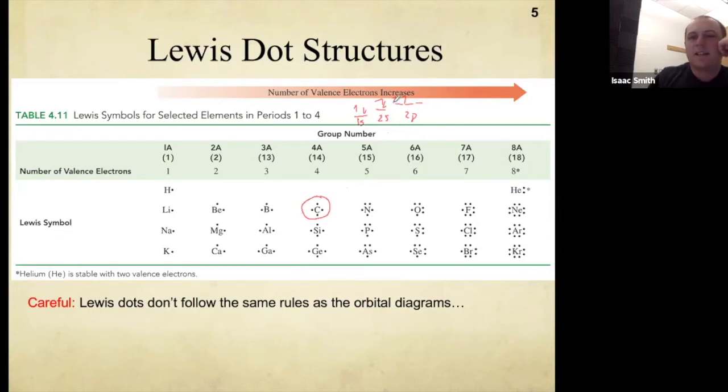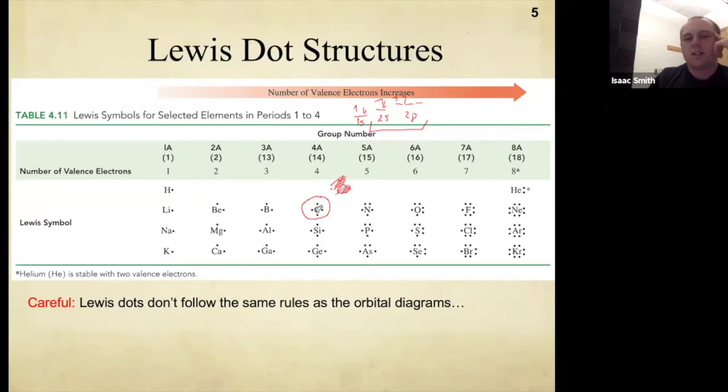If you look at the orbital diagram for carbon, and we look at just the valence electrons, which are the electrons in the 2nd energy level, you have 2 that are paired and 2 that are unpaired. So you might be tempted to draw a Lewis dot structure for carbon like this, with 2 paired electrons up here, and then 1 single electron to the right and 1 single electron to the left. But that's not how you draw them.